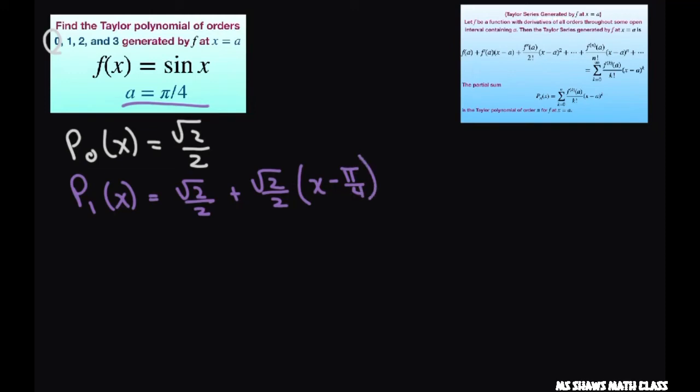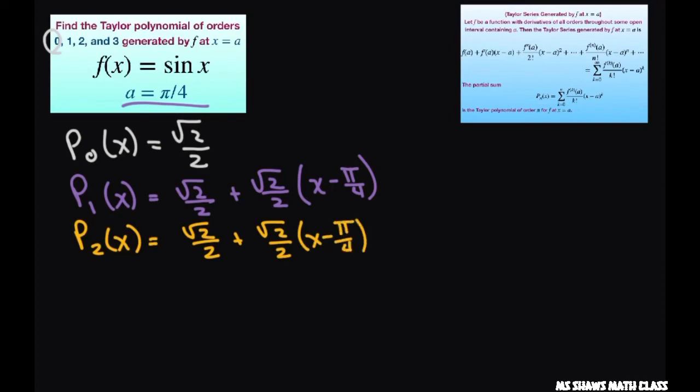Okay, p sub 2 is going to be, now we just keep expanding this. So copy down the first 2. And then we had minus square root of 2 divided by 4. And then you're going to write x minus pi divided by 4, and this is going to be squared.